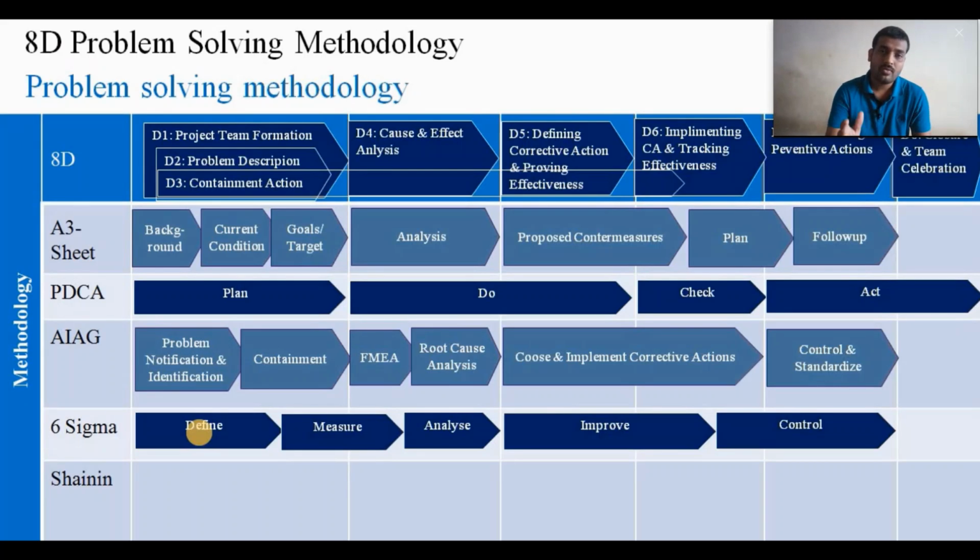For Six Sigma and Shainin, we will have another video in which we will see the details. Here I will just brief you. Now we will move to the next: the Shainin methodology is used to improve product performance and product reliability.